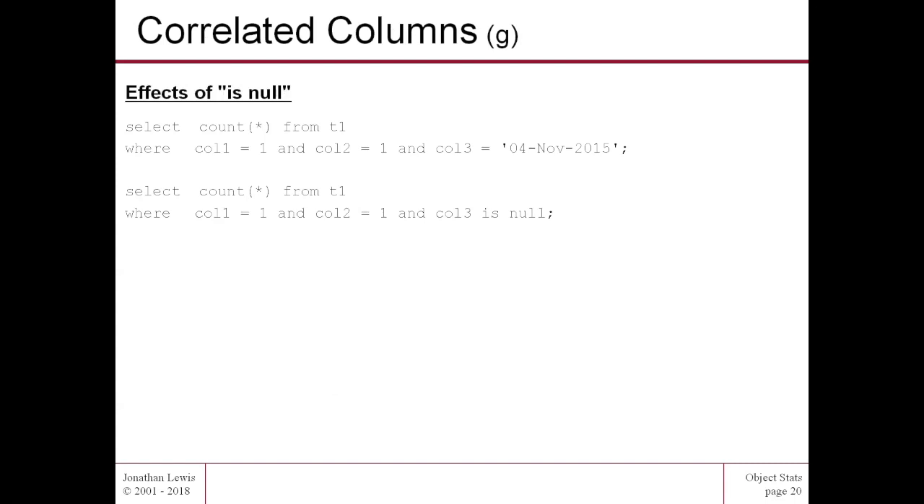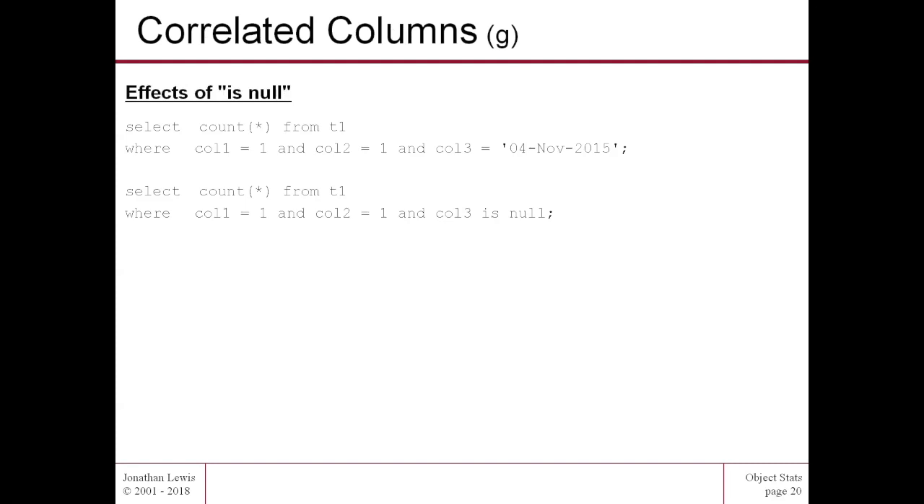Select from a table where column 1 equals 1 and column 2 equals 1 and column 3 in one query is equal to a specific value, in the other query is null. Now in this particular table, the stats on the table and the data content in the table have been set up very, very carefully. The number of rows where the first predicate is true is exactly the same as the number of rows where the second query predicate is true. Both those queries will return exactly the same number of rows.